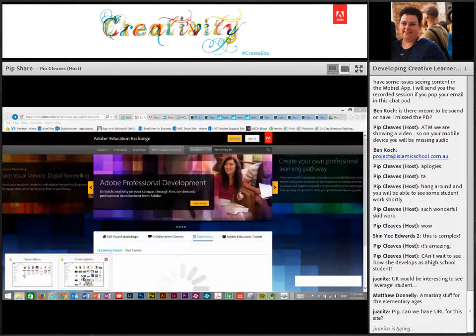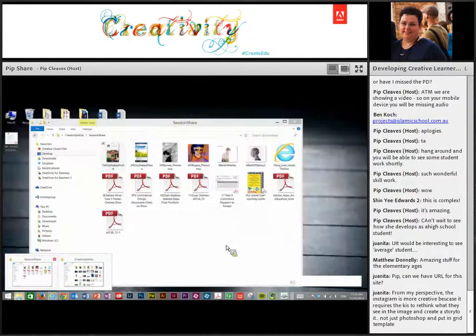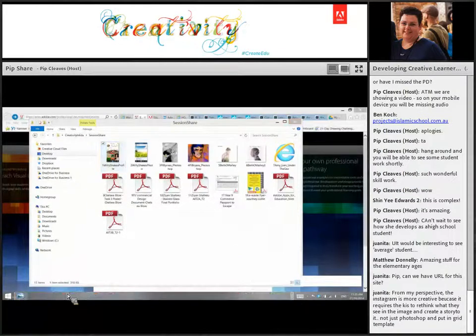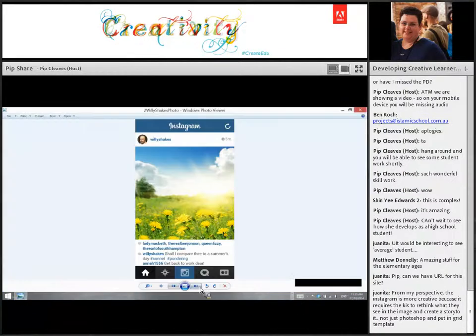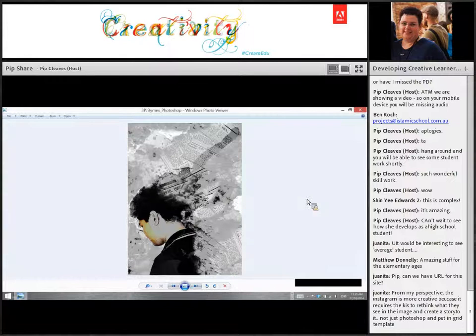All right, just moving back now to some other, we'll go back to this one, click on this one, there we go. Moving forward, this is work from PJ Burns in Western Australia. He's at a senior high school, and his students in his IT class are learning to play with Photoshop and Illustrator.